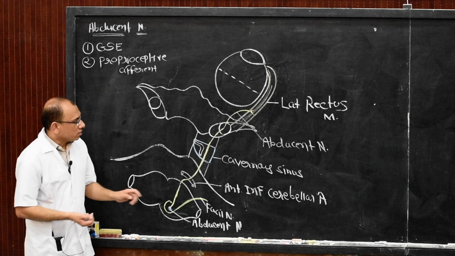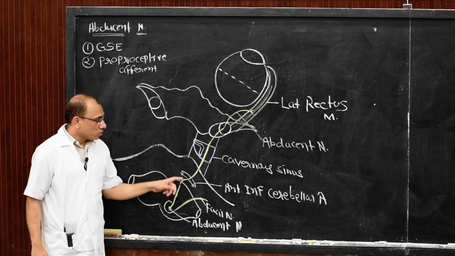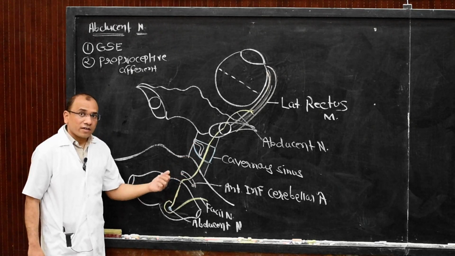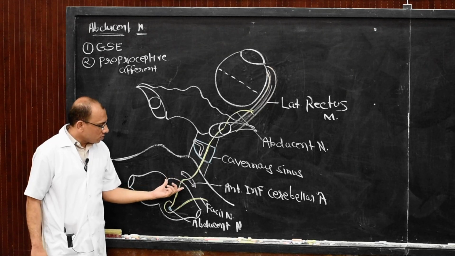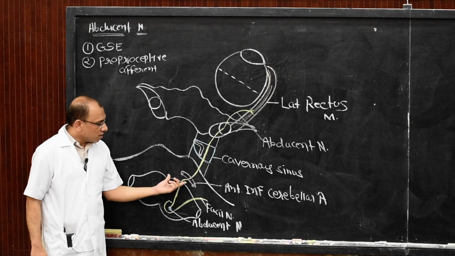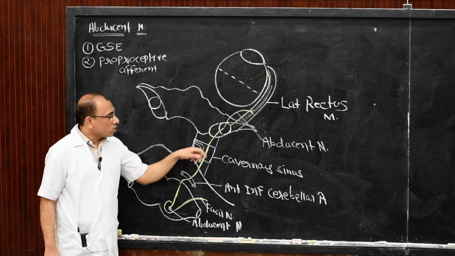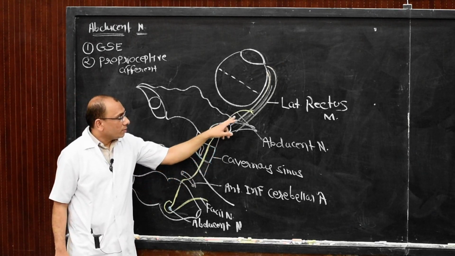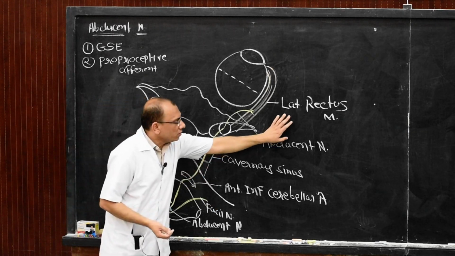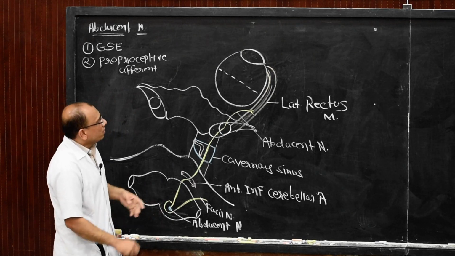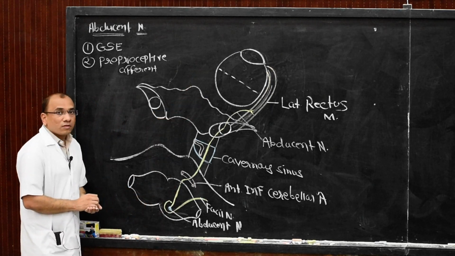Because of its long course, the abducent nerve can be damaged if the intracranial tension is increased, when it passes through the cisterna pontis in front of the pons, the collection of CSF in the subarachnoid space. When the abducent nerve is damaged, the lateral rectus muscle will be paralyzed, and due to that we can identify a medial squint.